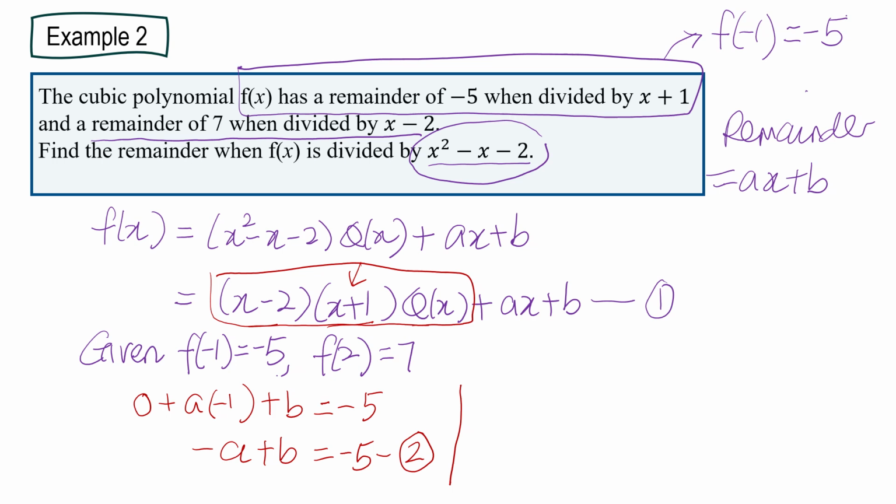Similarly, I'm going to substitute x to be 2. When I substitute x to be 2 here, you will see the whole chunk of thing will be gone. So I have 2a plus b equals 7. I'm going to call this equation 3. And I'm going to use the elimination method, equation 2 minus equation 3.